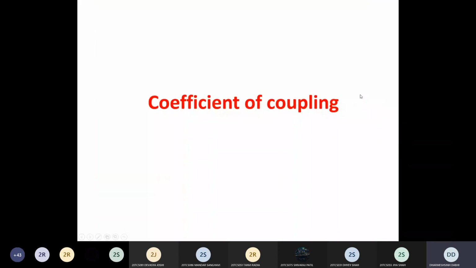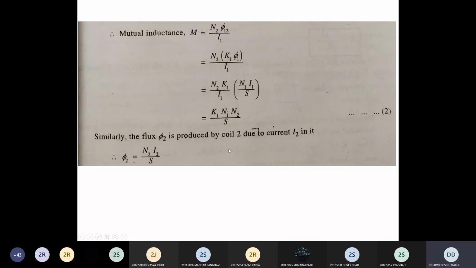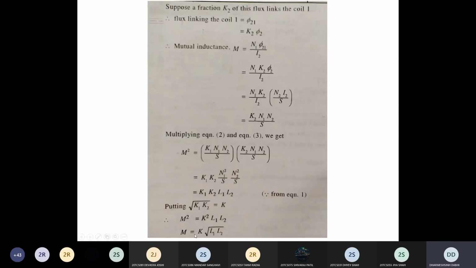After that we derive the equation of coefficient of coupling. The same derivation is written here another way. Finally we get the relationship between mutual inductance and self-inductance, which is M equal to K square root of L1 into L2. From this equation you can find out the coefficient of coupling if mutual inductance and self-inductance are given. Clear? So let's calculate an example related to this.